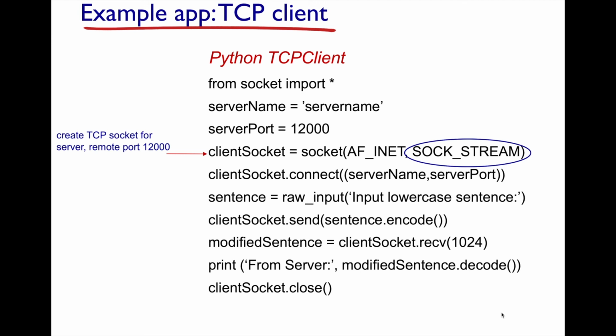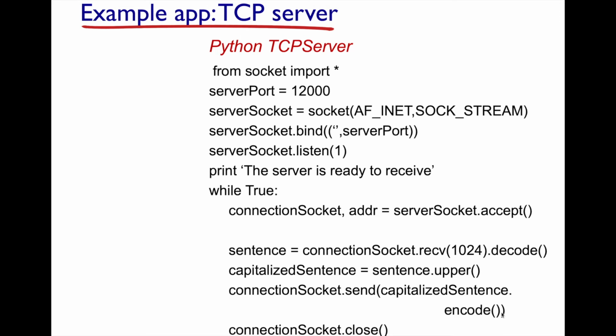So the client then connects, and when the client connects, it specifies a tuple, a two-tuple, consisting of the server name and the server port. You take the raw input from the keyboard, and then you encode it in a binary format and send it across the wire by doing a client socket send. You read from that socket back the response from the server, and then you print it out and close the socket. Now the server is a little bit different.